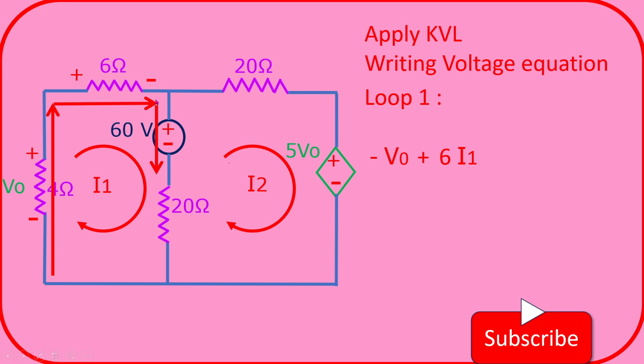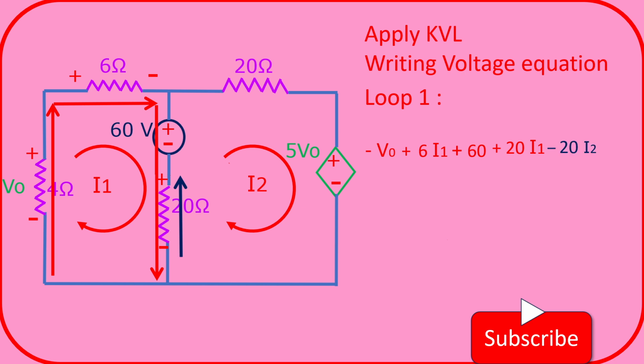And then the current flows through this. Here we have the 60 volt independent voltage source, so we can mark it as plus 60. Then here we have this 20 ohm resistance through which the current is flowing, so we can take this as plus 20I1. At the same time, the I2 current is flowing in the opposite direction, so it can be marked as minus 20I2. Then there is no element present. This particular loop comes to an end here, so that is equal to 0.